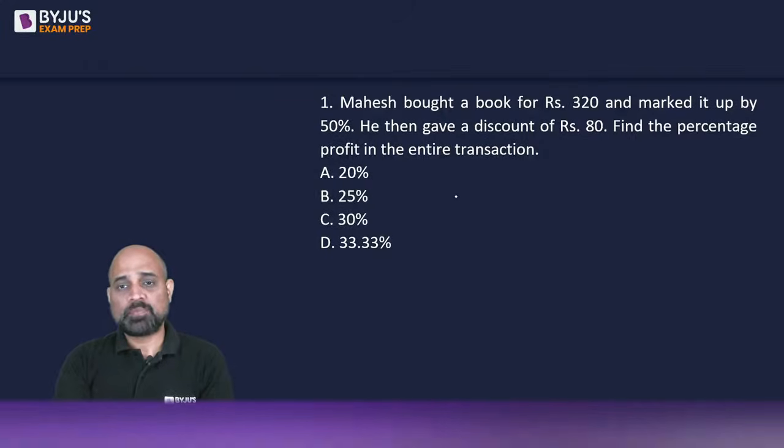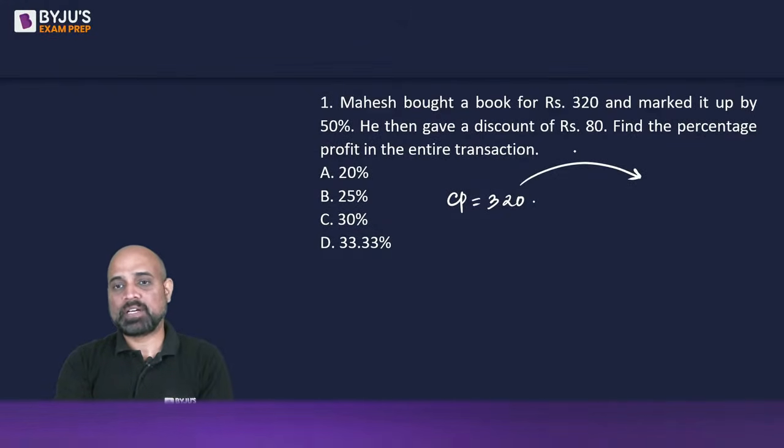So what he did was he bought the book at 320. So this becomes the cost price. Then he marked it up by 50%. So he increased the price by 50%. Now 50% of 320 is 160 rupees. So he marked it up by 160 rupees. So his mark price becomes 320 plus 160. That will become 480.